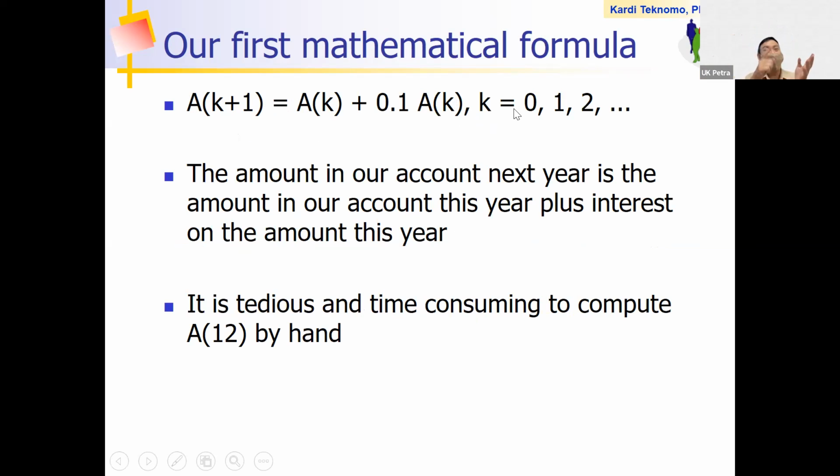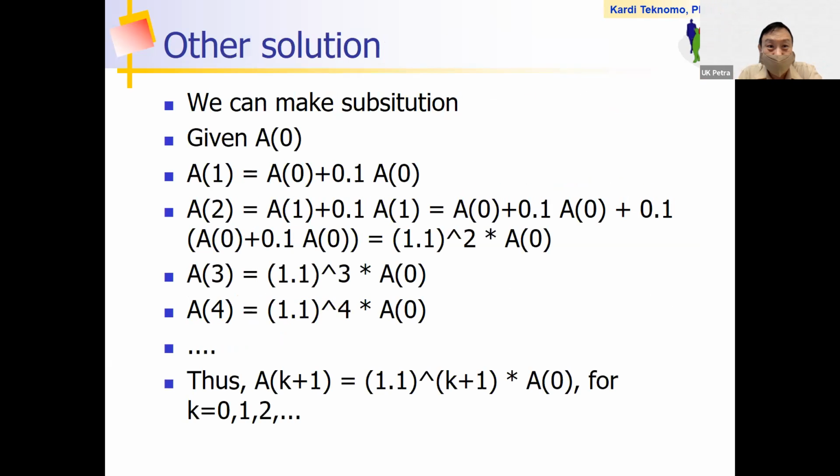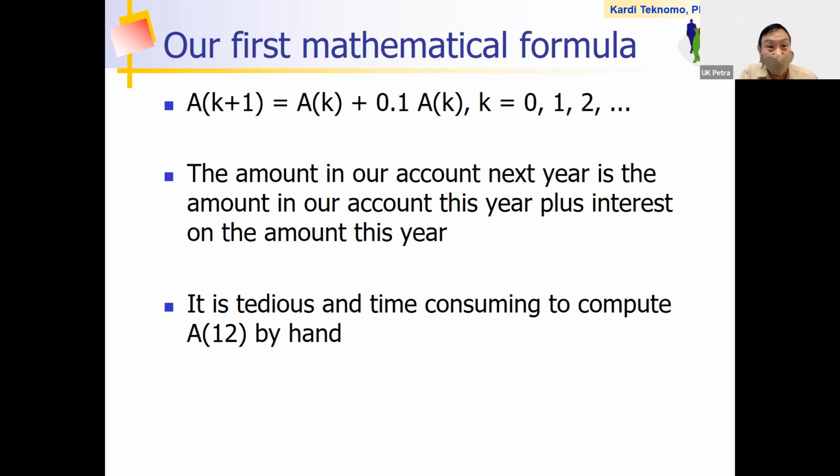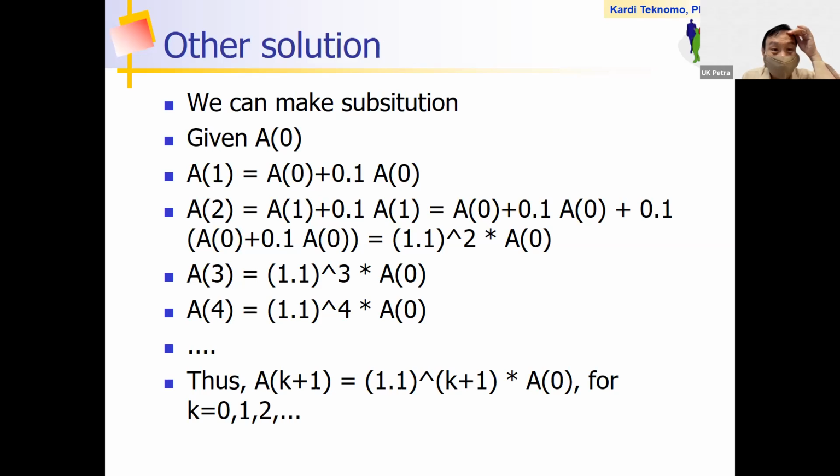And then k is from 0, 1, 2, 3, and so on. So, of course, if you want to compute by hand, one by one, it's very tedious. By computer it is easy. So sometimes you want to know, instead of a recursion like that, this is recursive, right? Because A(k+1) depends on the previous value. So instead of recursive like this, what we will do is get it from A0 instead of recursion. Is it possible? Yes. So let's make a substitution.